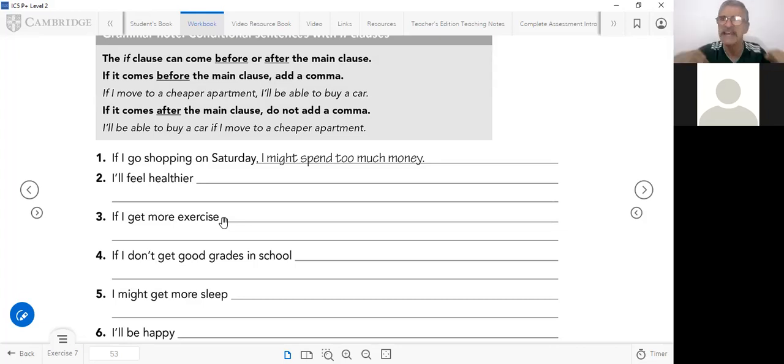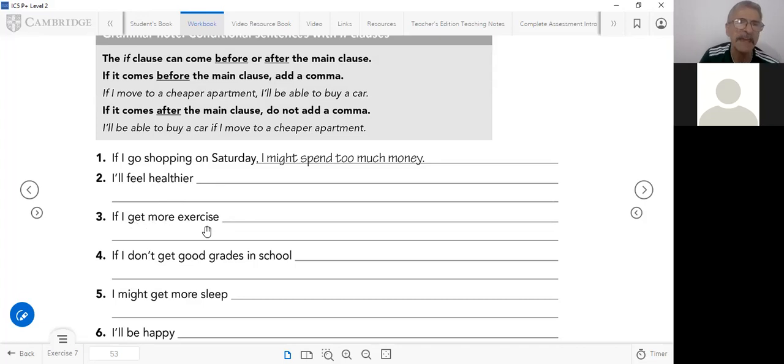are going to be stronger. You know, I'm gonna feel much better, right? If I get more exercise, my muscles are gonna be stronger. Okay, this is an idea.